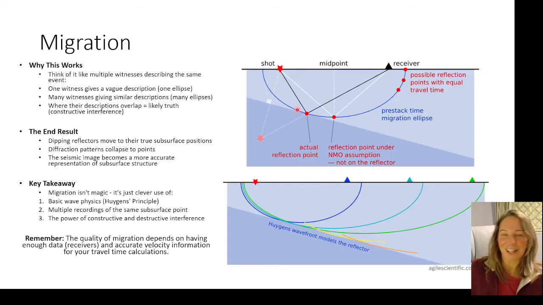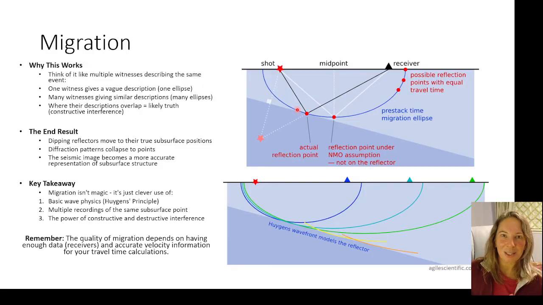All right, so I tried to put together an analogy for this to explain it better. I like to teach in analogies a little bit, I guess. One way to think about it is you have multiple witnesses that describe an event. So we witnessed a crime. One witness gives a little bit of a description, but it's a bit vague. So that's our one ellipse. And then when we talk to the other witnesses, we collect their ellipses and their descriptions of the events. Where their descriptions tend to overlap, that's where we likely have the truth, or in our case, the constructive interference, so the location of the reflector. So hopefully that helps it make a little more sense.